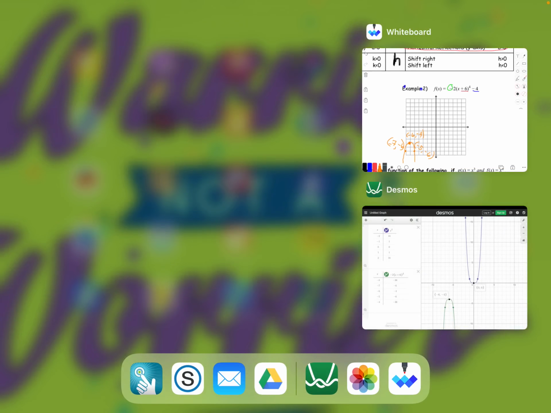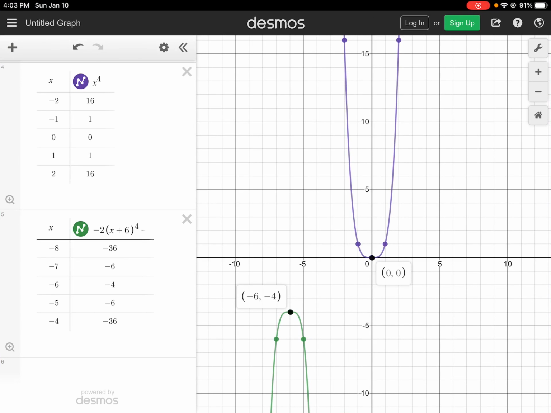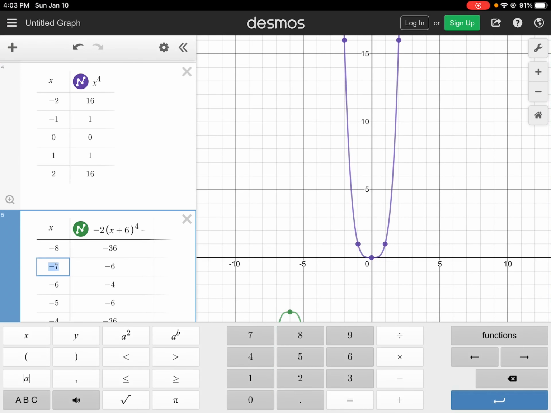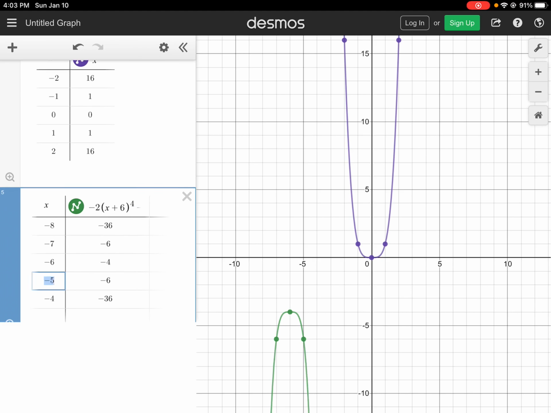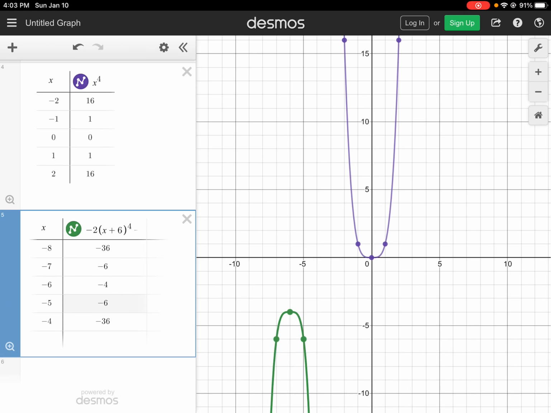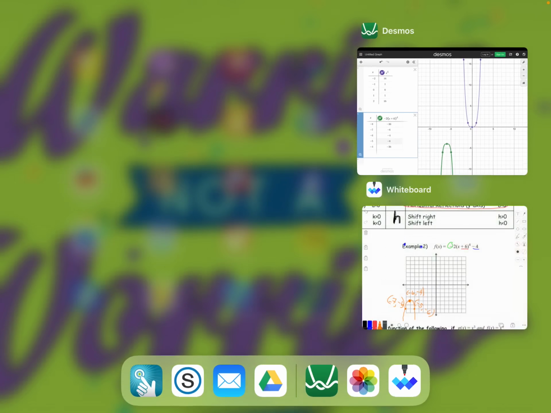So let's come over here to Desmos. I'm looking at that, and that's what I see. I see -7, -6, -6, -4, -5, -6. So there we go.